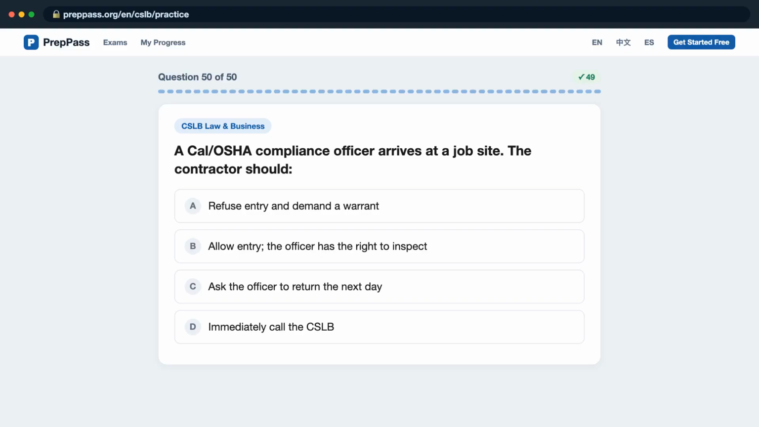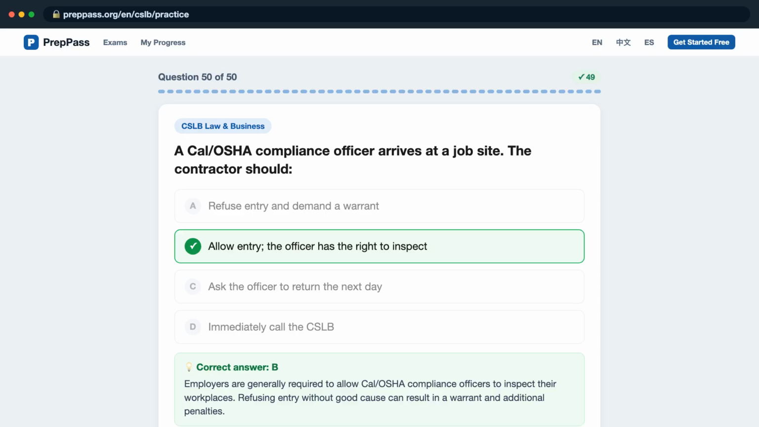Question 50. A Cal/OSHA compliance officer arrives at a job site. The contractor should, is it A, refuse entry and demand a warrant? B, allow entry, the officer has the right to inspect? C, ask the officer to return the next day? D, immediately call the CSLB? The correct answer is B. Employers are generally required to allow Cal/OSHA compliance officers to inspect their workplaces. Refusing entry without good cause can result in a warrant and additional penalties.